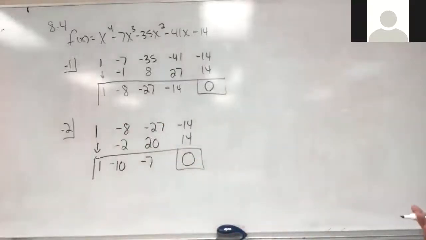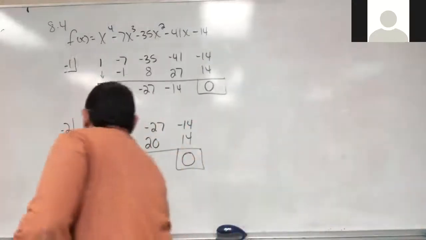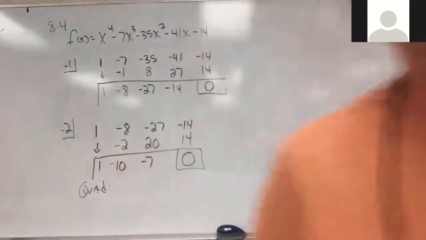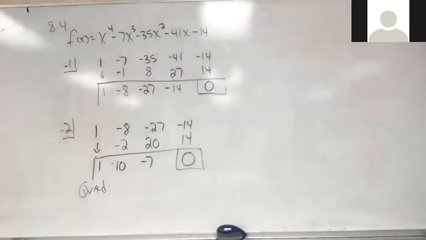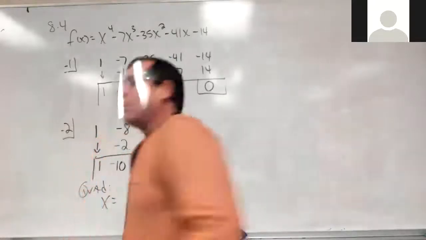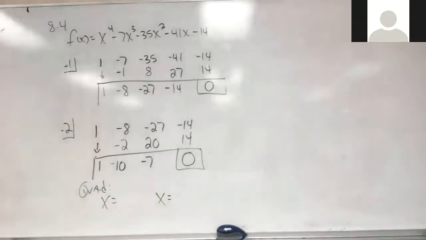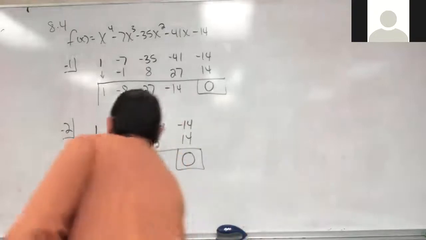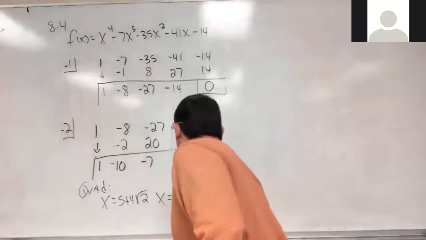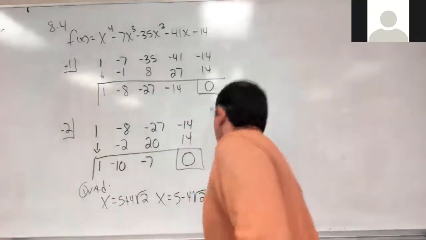So what can I do now? I've got 3 numbers left. I can use the quad. That's why we give y'all that formula, because, well, you're going to use the quad a lot. So throw in a 1, -10, and -7 and see what we get. And I'm predicting we're going to get radicals on this one. So I get 5 plus 4 square root of 2, and then it was 5 minus 4 square root of 2.